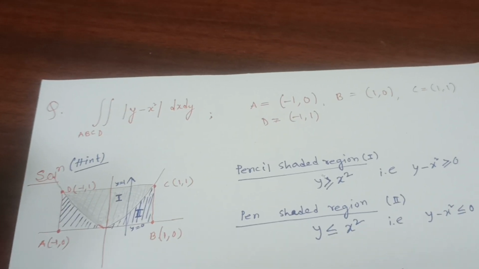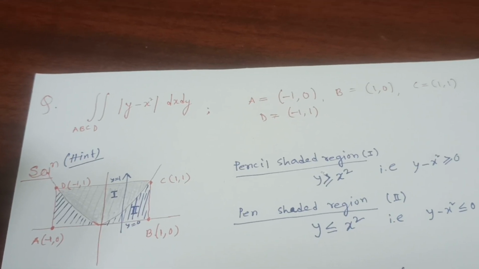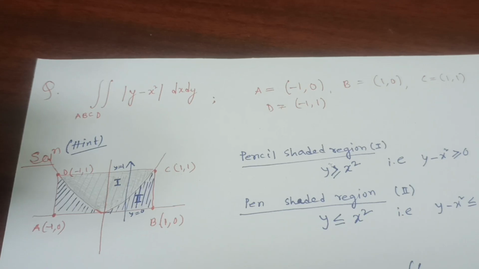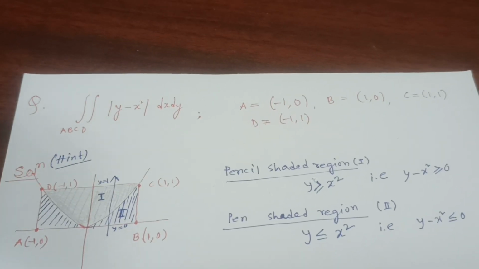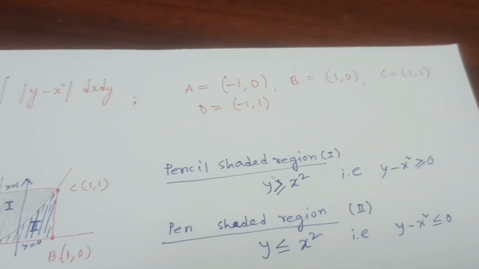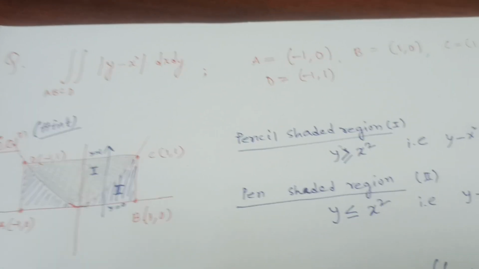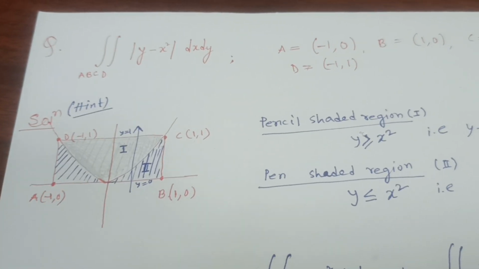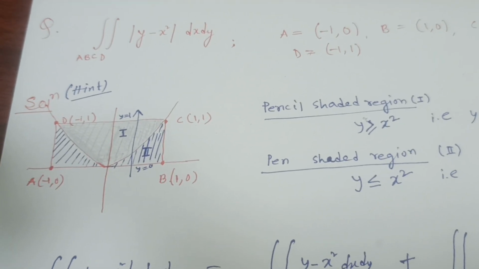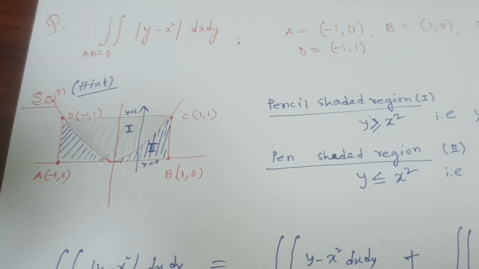In this video, I am going to discuss two integral calculus problems. The first question is the integral of |y minus x square| dx dy over this region ABCD, which is given here in this question. I'll not solve the whole question. Rather, I'll just give you the idea how to solve these kinds of questions. I'll give you the hint.